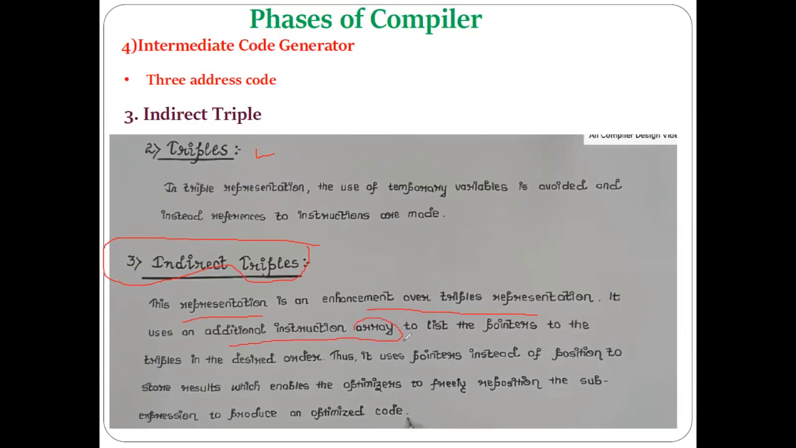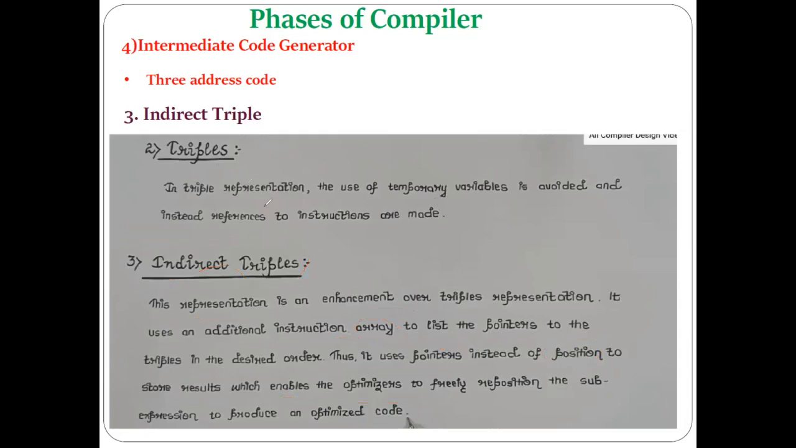Here we make use of an array list as a pointer to the triples in a particular order. That array list contains the pointers. So instead of the position number that we utilize in the triple, here we utilize a pointer to that position to store the result. This enables optimization and helps machine code generation work more efficiently as compared to the triple and the quadruple.